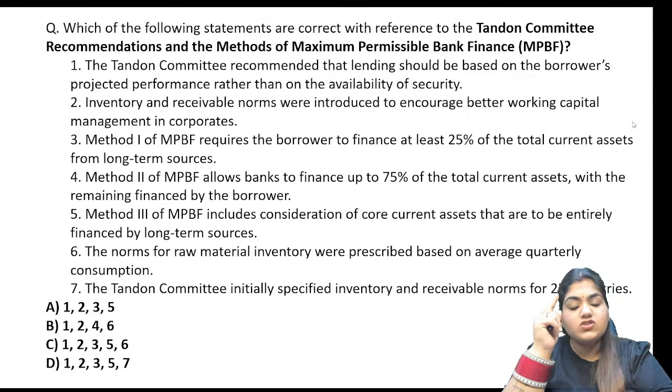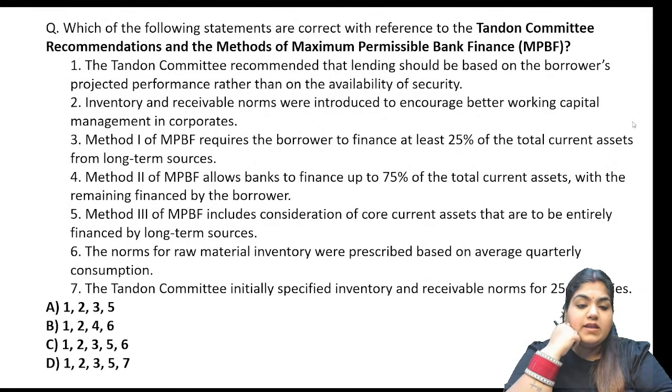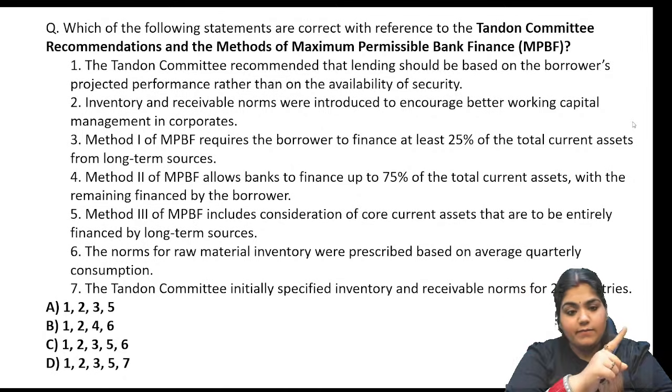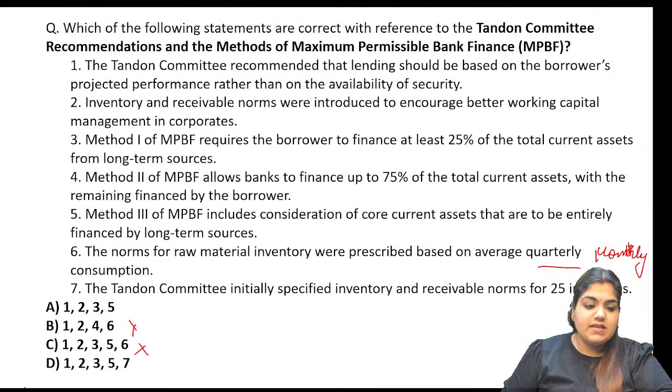Method 3 talks about the concept of core current assets, fully financed by long-term funds. Next is statement number 6. The norms of raw material inventories were prescribed based on the average quarterly consumption. No, it depends upon the average monthly consumption, not quarterly, monthly. Statement number 6 is incorrect.